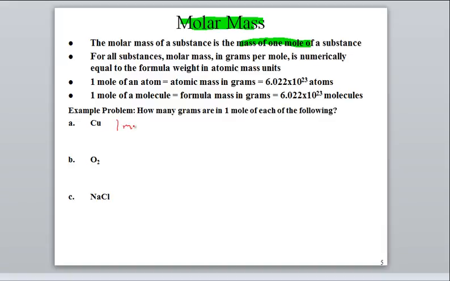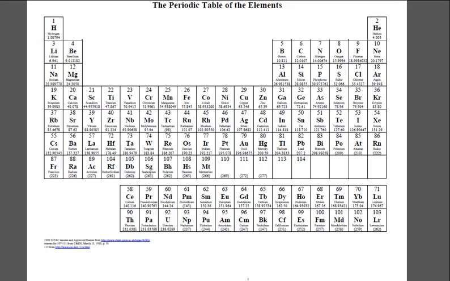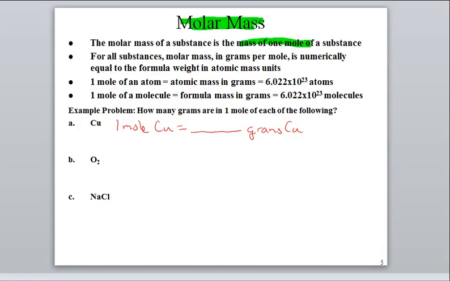If I had 1 mole of copper, so a huge number of copper atoms, how many grams of copper would that be? I need to go to my periodic table, find copper, look at that number, and we see that 63.546 number. If I had one copper atom, it'd be 63.546 AMU. But if I have 1 mole of copper atoms, then I have 63.546 grams of copper.